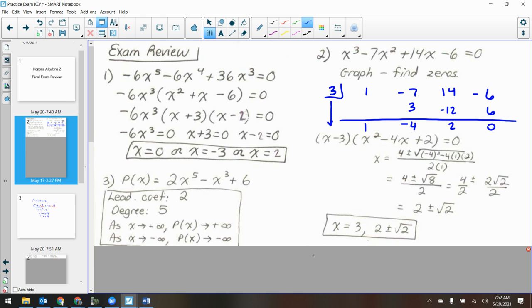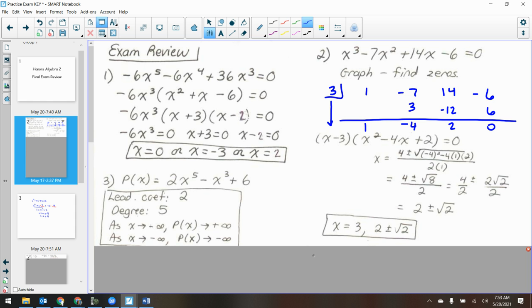That's telling me what's happening on the far right and far left side of each polynomial. Positive and negative refer to the leading coefficient. Even or odd refers to the degree. So positive even means it's going to go up on both sides. Positive odd means it's going to go up on the right, down on the left. So leading coefficient is positive, degree is odd.